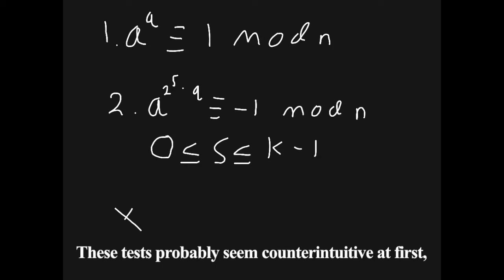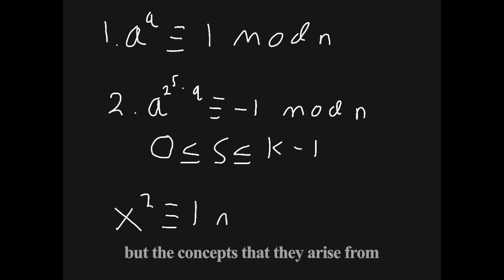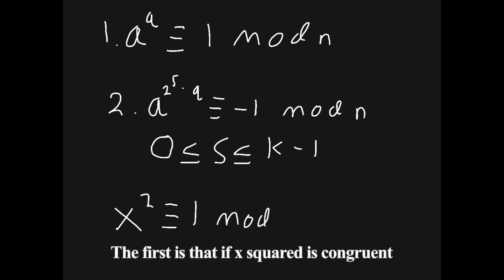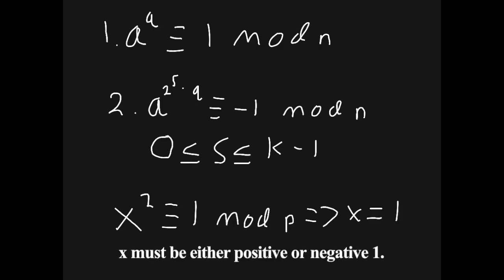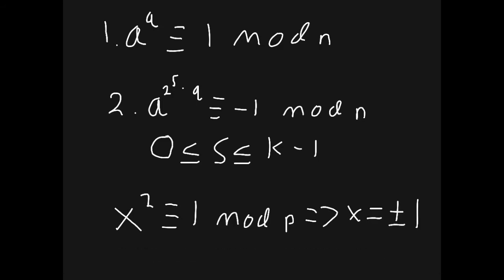These tests probably seem counterintuitive at first, but the concepts that they arise from are really very simple. The first is that if x squared is congruent to 1 mod p, where p is prime, x must be either positive or negative 1.